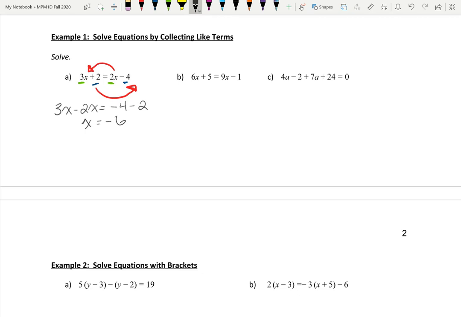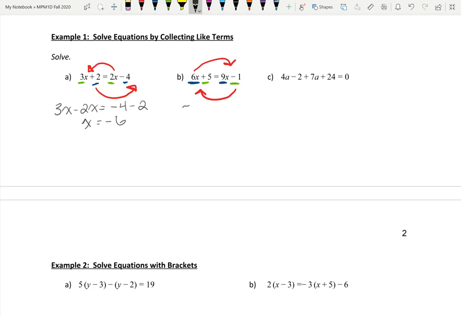Okay, and we're done. Let's try the next one. So again, we have 2 x terms and 2 constants. So I'm going to do a double switch again, where this time I'm going to bring my 6x over to the right side and my negative 1 to the left side. Okay, so I'm going to solve for x being on the right side of the equal sign, which is fine. You can solve for x to be on the left side, or in this case, it's going to be on the right side of the equal sign.